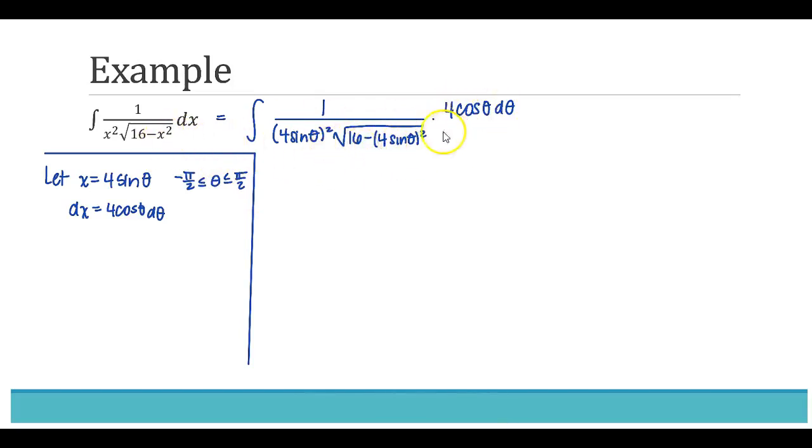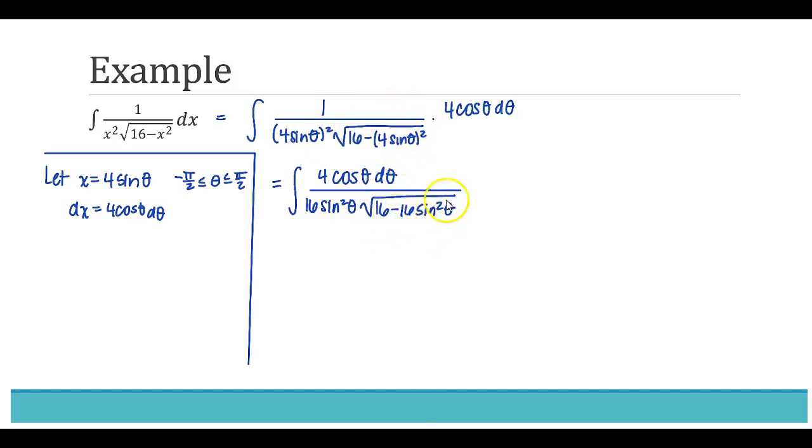So now let's see how that helped us. The 4 cosine theta d theta, I'll move that to the top. So we'll just slide it over, 4 cosine theta d theta. On the bottom, I'm going to square each term. These are multiplied, so I can square each part. So I get 16 sine squared theta. And then underneath the square root, I have 16 minus 16 sine squared theta. So the 4 gets squared and the sine gets squared.